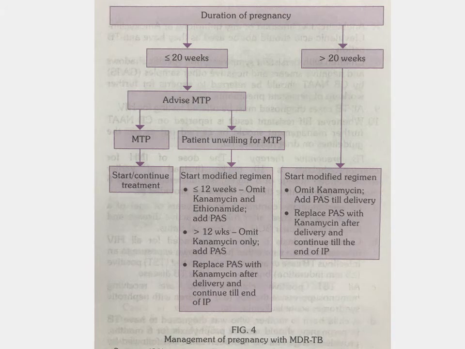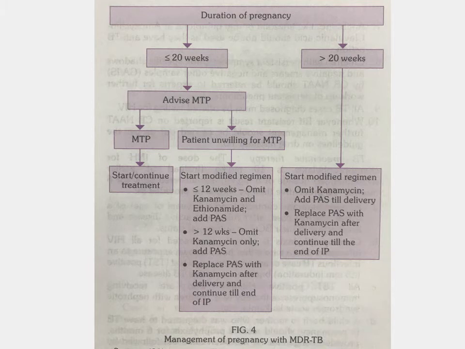Then, as far as pregnancy with multiple drug resistant tuberculosis is concerned, all MDR-TB suspects and patients of childbearing age should be tested for pregnancy as part of pre-treatment evaluation and while on treatment. And if you remember, I showed you a slide of pre-treatment evaluation in which it was mentioned that pregnancy tests should be done in all women of childbearing age before treatment is started. And if there is a history of amenorrhea of any duration, then again this pregnancy test should be performed.